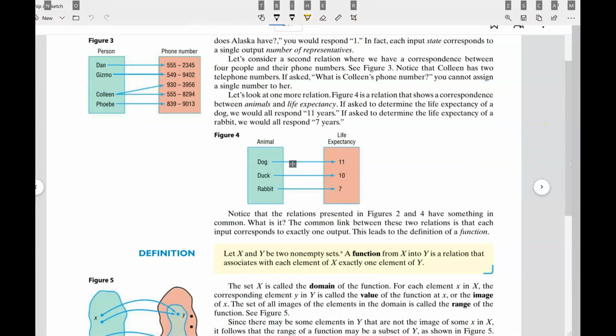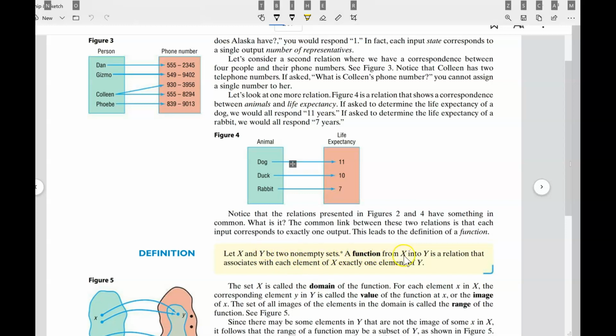Okay, now what about a function? A function is a special kind of relation. Let's read what the book gives as the definition. It says, let big X and big Y be two non-empty sets. So big X is a set of inputs. It's not just one input, it's a whole set. That's why it's a capital X. And big Y is a whole set of outputs.